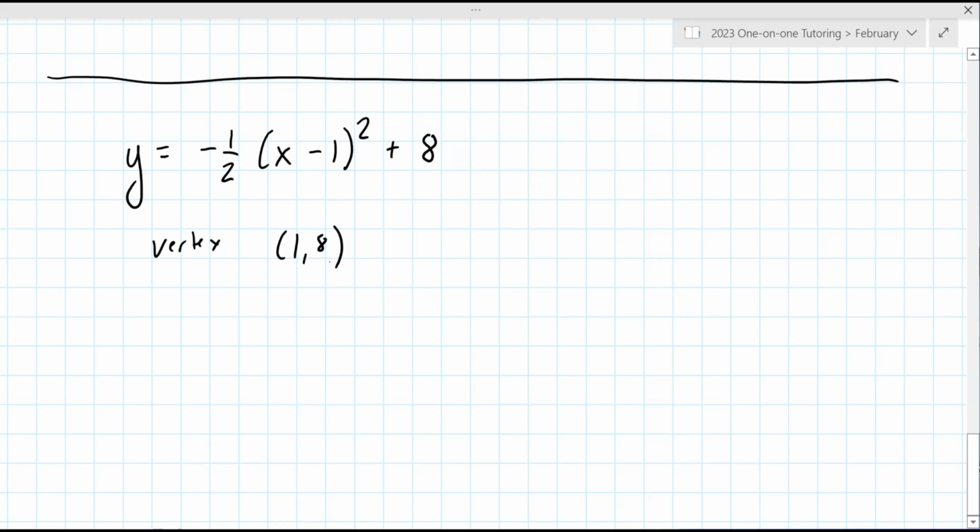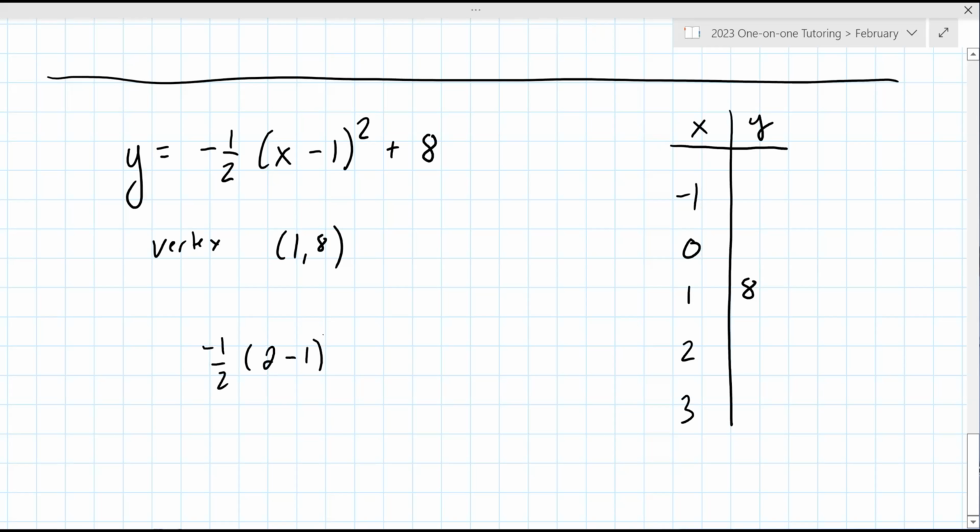It does open down. That negative in front, up is down. So here's where you're potentially going to have your first issue. If you go to your table, x, y, 1, 8. So that means I'm going to go 0, -1, 2, 3. Well, let's just try 2 because 2 is kind of nice. It'd be -1/2 (2 minus 1) squared plus 8. 2 minus 1 is 1. 1 squared is 1.